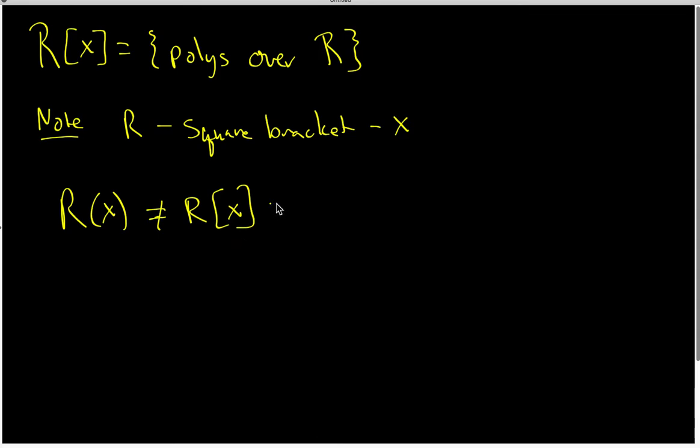And R square bracket x is the set, or the ring, of polynomials over the base ring R. So it's usually pronounced either the ring of polynomials over R, or R square bracket x. That's how you read this guy. And it's just the set of all polynomials over R. Now, you'll notice that I said that this guy is a ring.